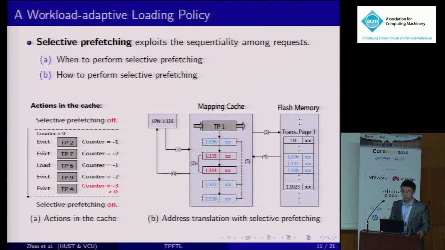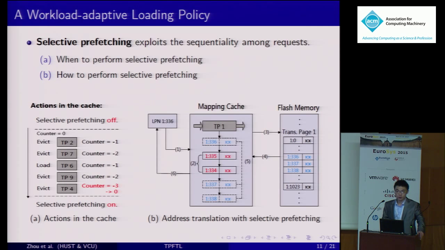In a workload with both random accesses and sequential accesses, small requests can be part of sequential accesses. So it's challenging to recognize the sequential accesses in workloads. We have observed that sequential accesses make the number of cached translation pages first decline and then rise back. This motivates us to propose selective prefetching and exploit the sequentiality among requests.